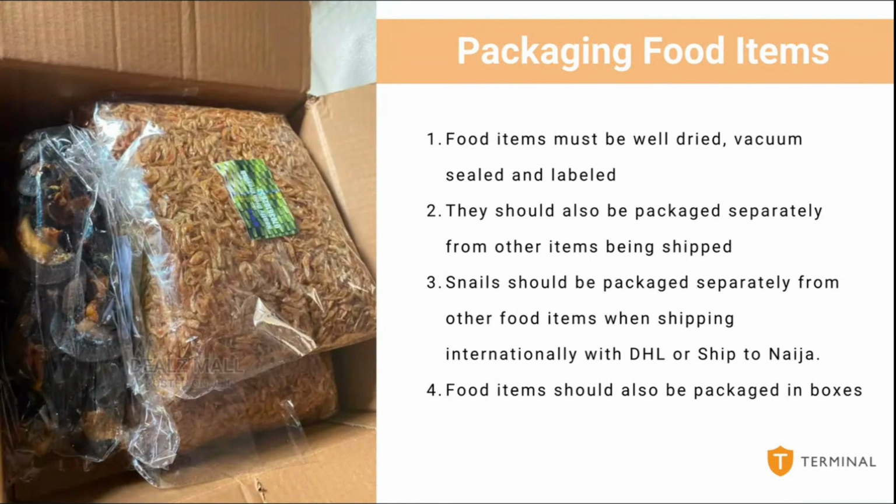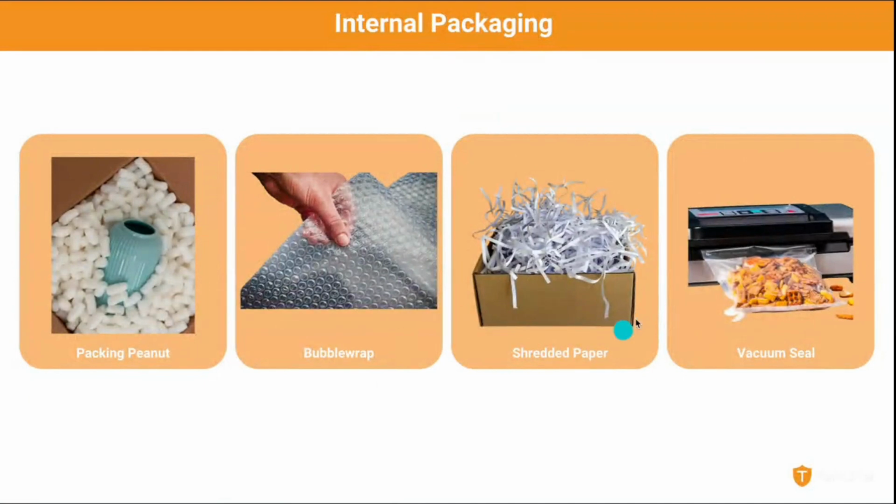We have Nigerians all over the world and they always want their food items. So we have to be very careful with how we package our food items so that they won't encounter any issues in transit. First of all, your food items have to be well dried and they have to be vacuum sealed. So what's vacuum sealing? Previously, I showed a picture of the vacuum seal over here. Basically, it's like a nylon and you attach it to a machine. What it does is it sucks out all the air in that nylon, making it airtight, and then it seals it, right?